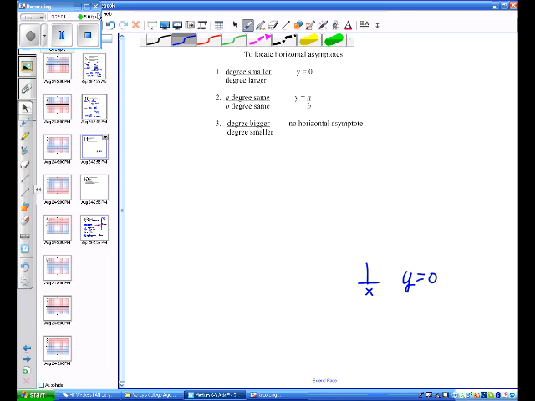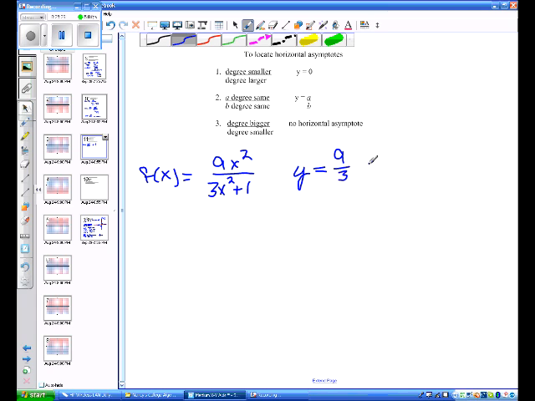So if we went through and we had the function f of x equals 9x squared over 3x squared plus 1. Okay, we have our rational function. The degree of my numerator is 2, the degree of my denominator is 2. So the degrees are the same. So that means it's going to be the ratio of the leading coefficients, 9 over 3, which reduces down to 3. So I would have a horizontal asymptote through y equals 3.